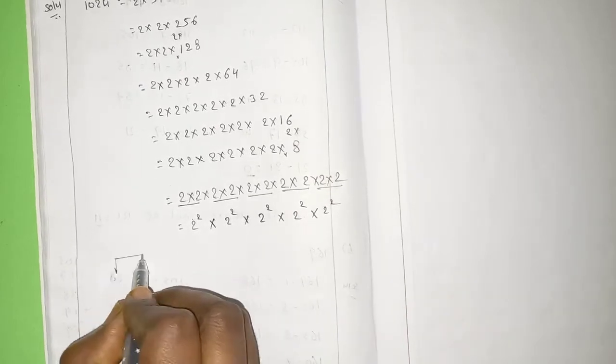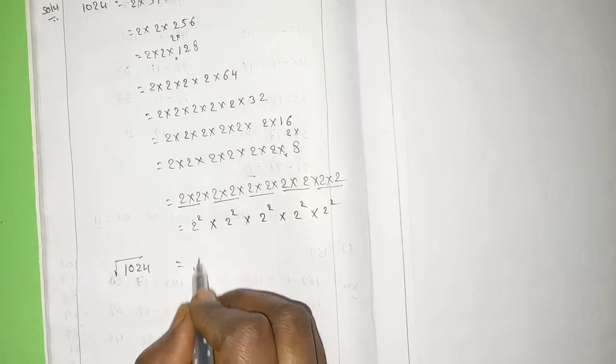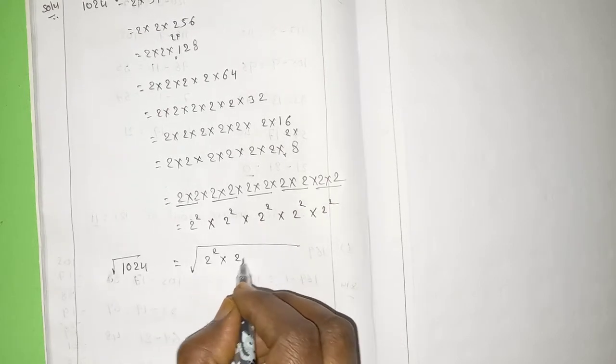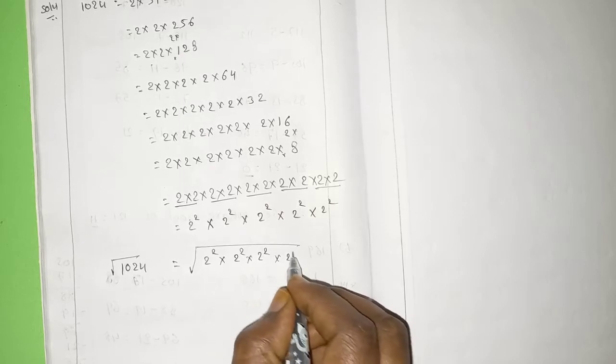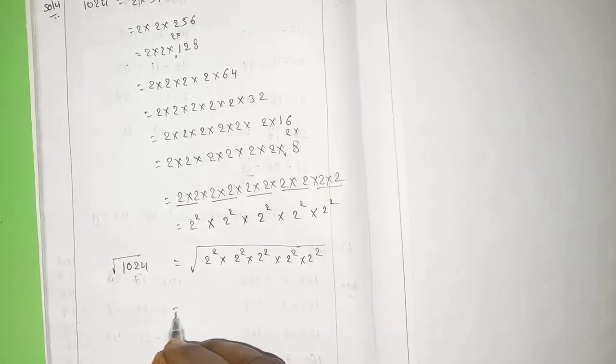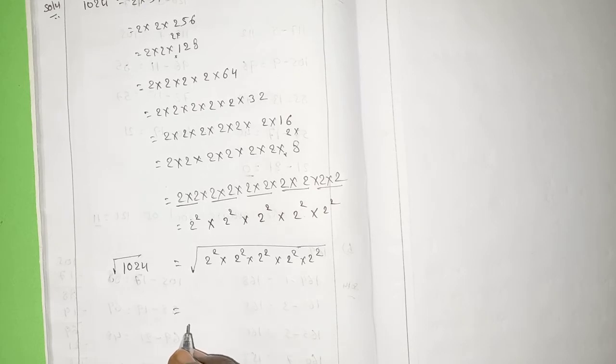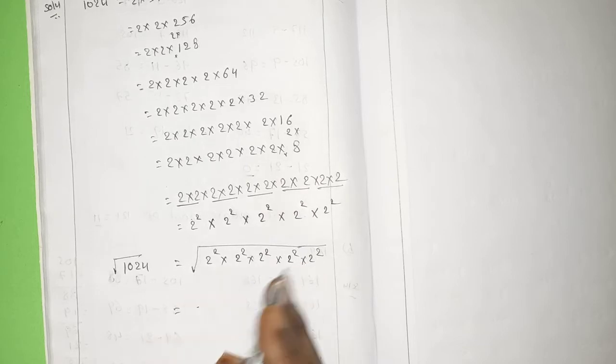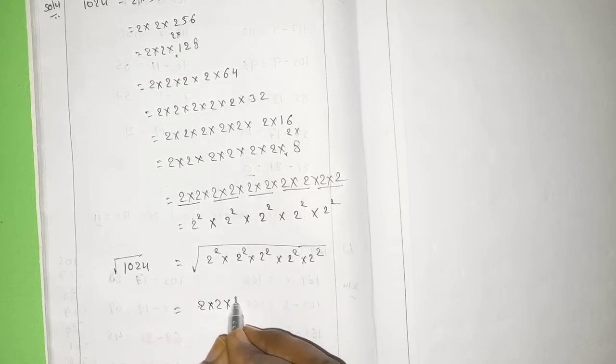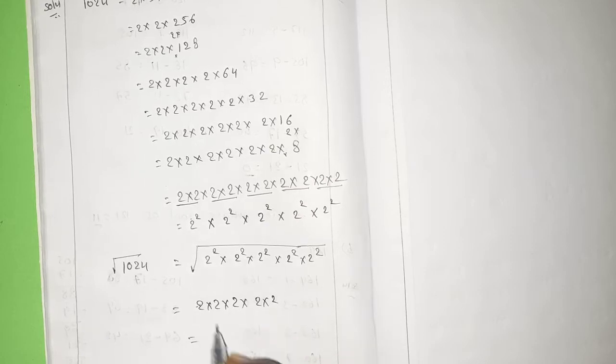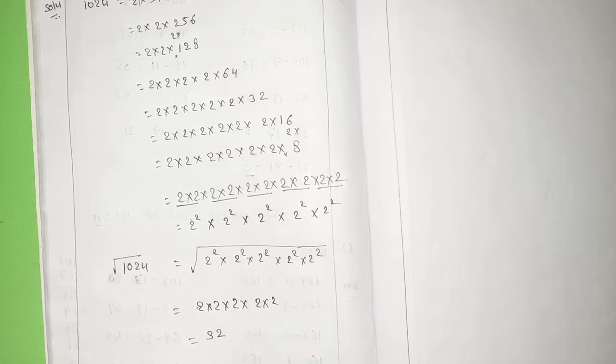Now, square root of 1024 is equal to square root of 2 square into 2 square into 2 square into 2 square into 2 square. After the square root, we have to write 2 into 2 into 2 into 2 into 2. 2 twos are 4, 4 twos are 8, 8 twos are 16, 16 twos are 32. So square root of 1024 is 32.